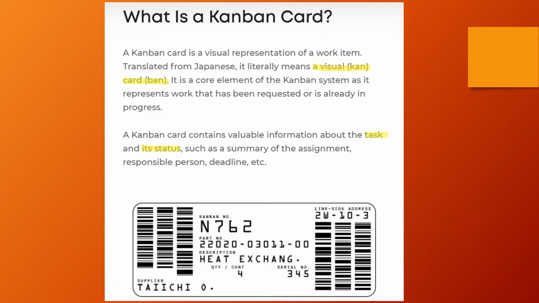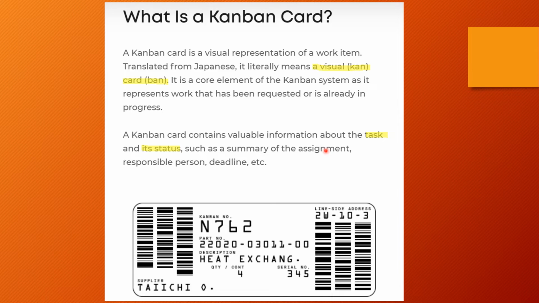What is a Kanban card? A Kanban card is a visual representation of a work item. Translated from Japanese, it literally means a visual card: kan means visual, ban means card. A Kanban card contains valuable information about the task and its status.